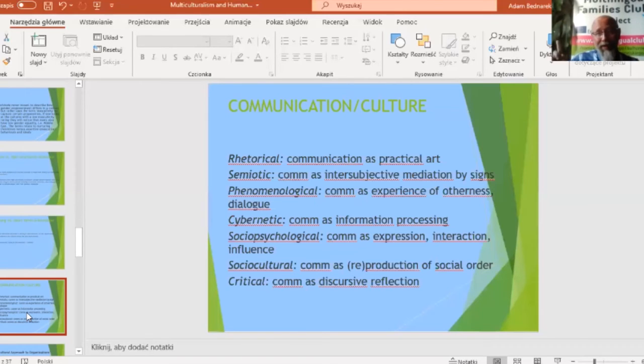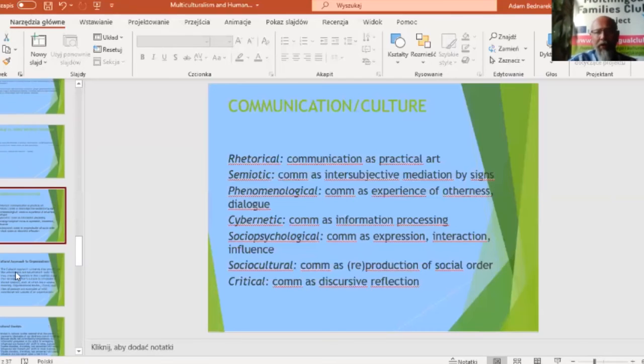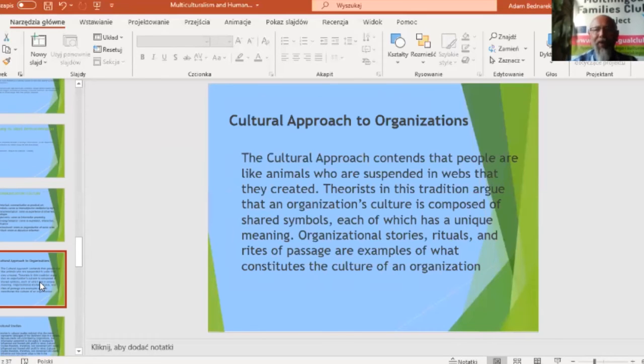So we already touched upon the signs before. We have the phenomenological approach, where communication is experience of otherness. It's the dialogue. We have a cybernetic understanding, where communication is information processing. The socio-psychological communication is seen as expression, interaction, and socio-cultural, which is reproduction of the social order. And finally, critical, which basically looks at communication as reflection.